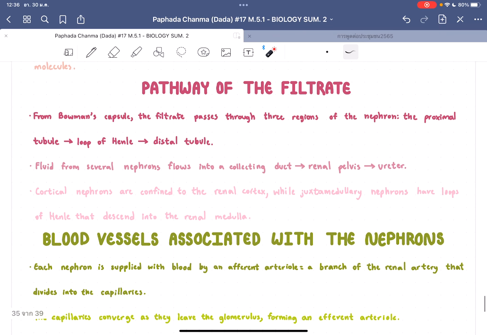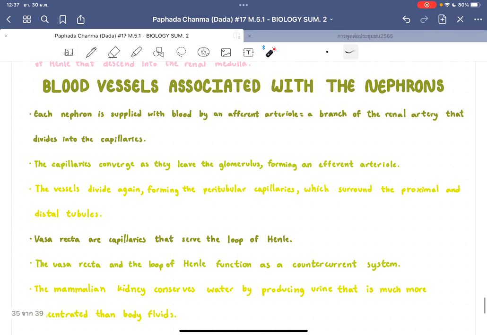Pathway of the filtrate. From Bowman's capsule, the filtrate passes through three regions of the nephron: the proximal tubule, the loop of Henle, and the distal tubule. Fluid from several nephrons flows into a collecting duct, to the renal pelvis, to the ureter. Cortical nephrons are confined to the renal cortex, while juxtamedullary nephrons have loops of Henle that descend into the renal medulla.